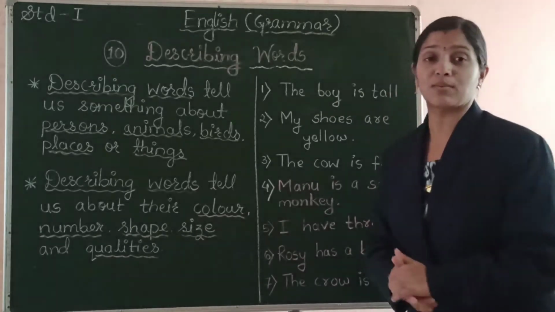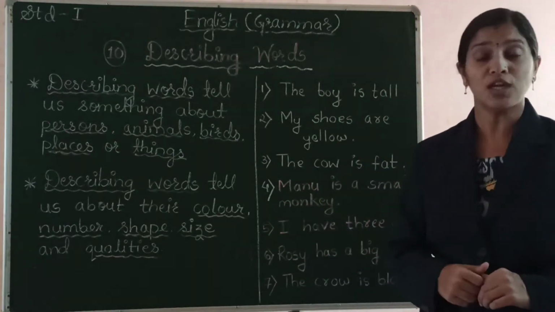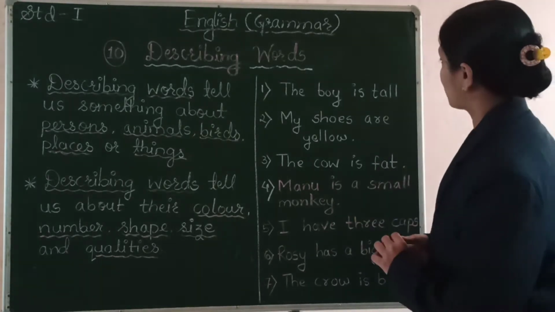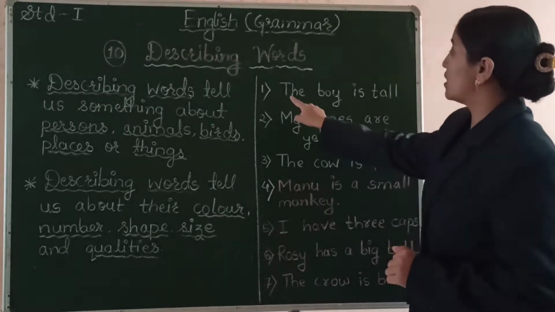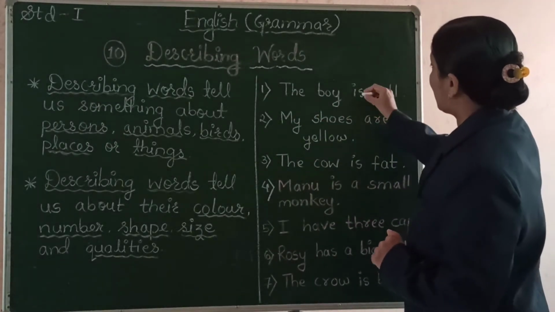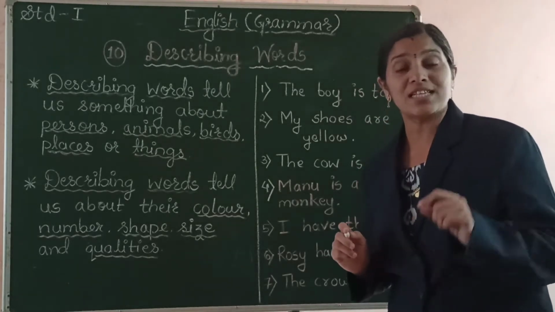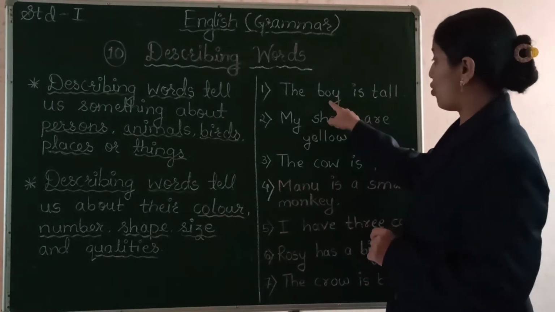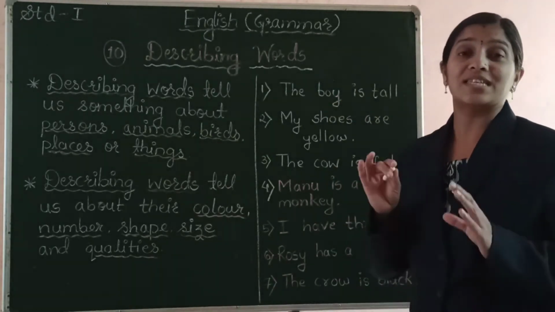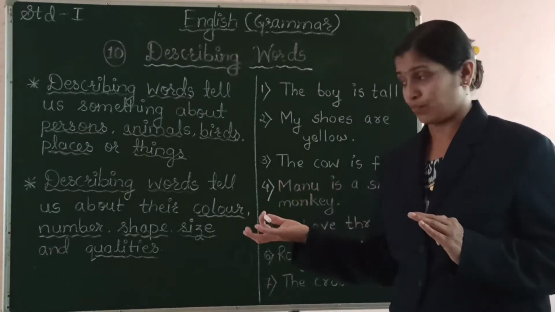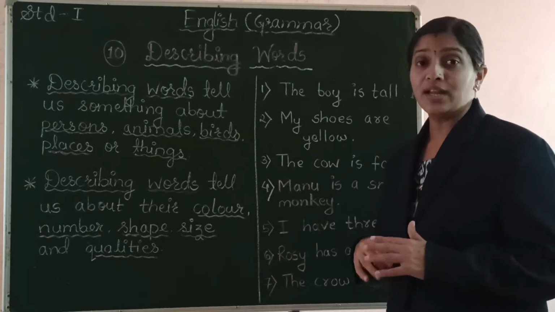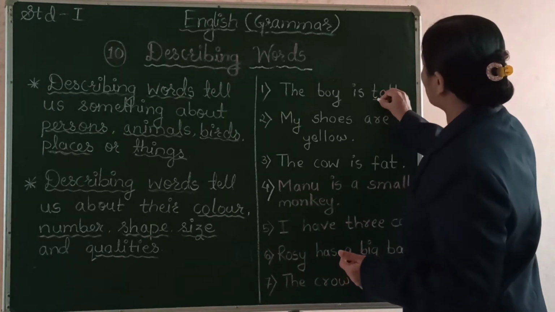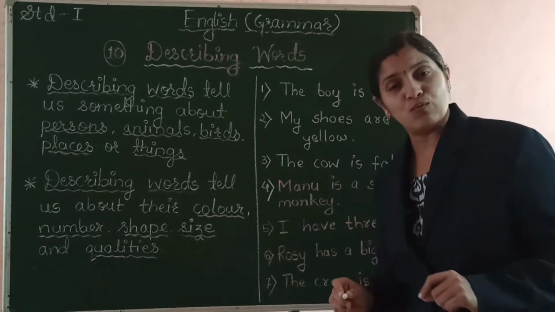Now, let us move to some of the sentences that I have written on the board so that I can explain to you how to find out the describing words. The first sentence you can see, the boy is tall. How is the boy? The boy is tall. What do we come to know about the boy over here? We come to know that this boy is tall. It is telling about the quality of that boy. The height of that boy is described here with the help of the word tall. So the word tall is a describing word.